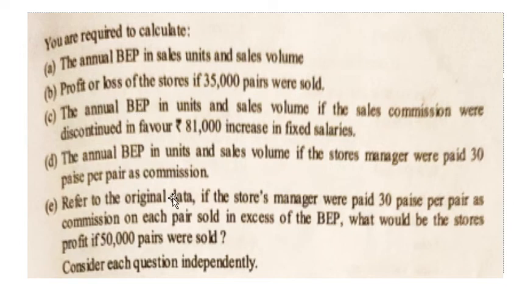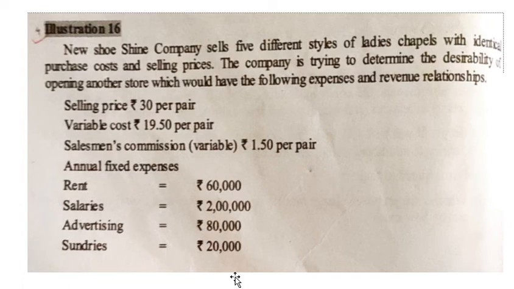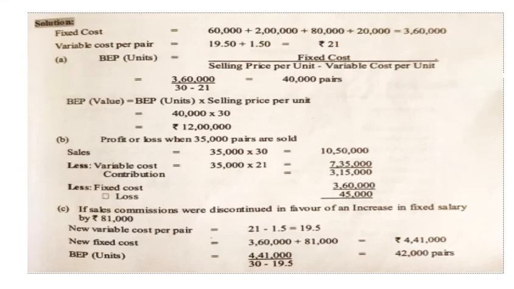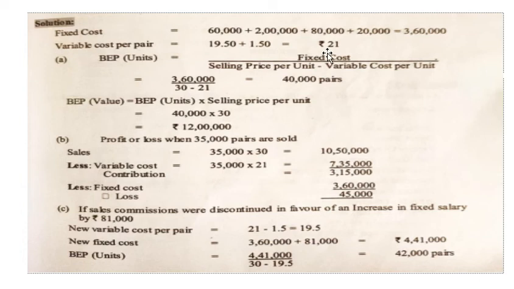So let us get into the first question, where they have asked us to calculate the annual break-even point in sales units and sales volume. As we have solved in a previous problem, the same steps will be used here. First we will calculate the fixed cost. The total fixed cost is 60,000 plus 2 lakh plus 80,000 plus 20,000, which will give us 3,60,000. Then we will look into our variable cost. There are 2 variable expenses, 19.50 per pair and rupees 1.50 per pair, which will give us rupees 21.